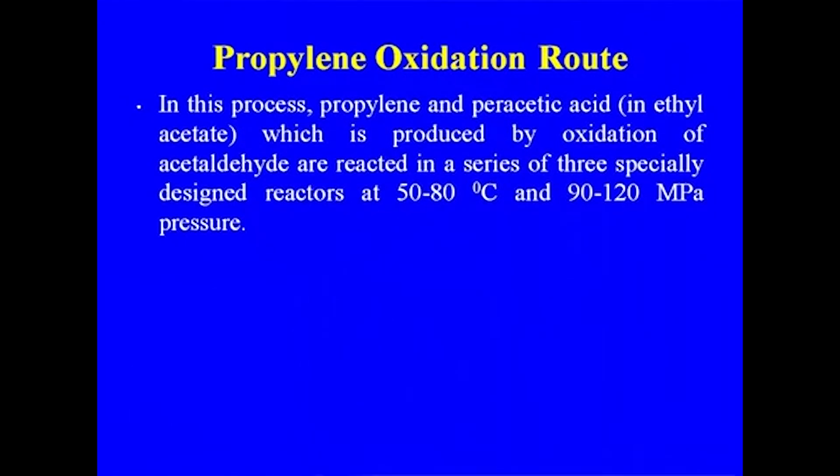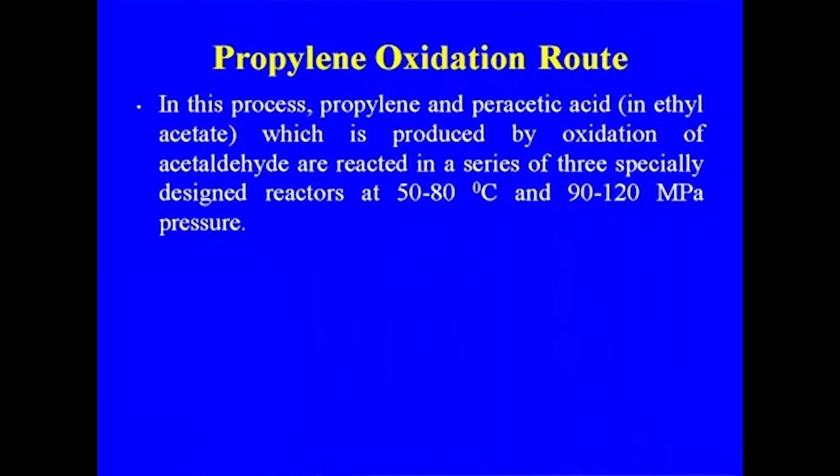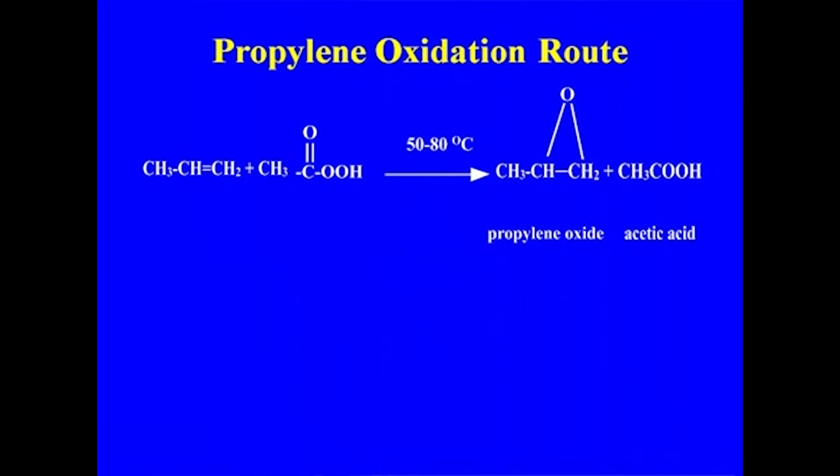So let us discuss now the propylene oxidation route. In this process, propylene and peracetic acid in ethyl acetate, which is produced by oxidation of acetaldehyde, are reacted. I discussed the peracetic acid from the acetaldehyde route earlier, and peracetic acid is also one of the products that we get from acetaldehyde. They are reacted in a series of 3 specially designed reactors at 50 to 80 degrees centigrade and 90 to 120 megapascal pressure. This is the reaction taking place in the case of propylene. This is the propylene oxide that we are getting, and this is the byproduct, acetic acid, produced during the manufacture of propylene oxide.